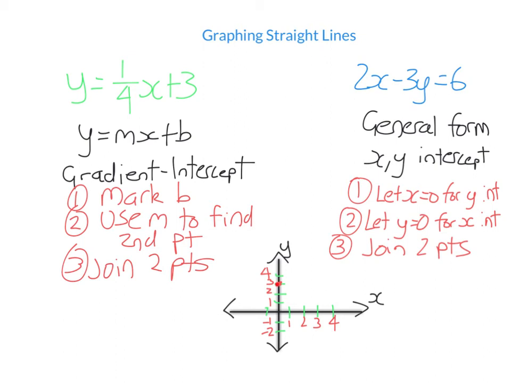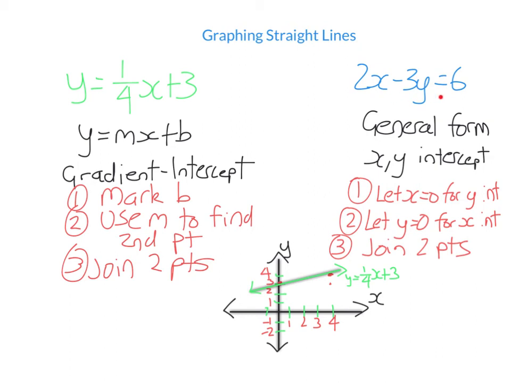So I'm going to start at my y-intercept of 3. I'm going to go across 4 because the run is 4, which leaves me over here. And I'm going to go up 1 because the rise is 1. So now that I've got the 2 points that lie on the line, I simply join them up. So that's the first one done.